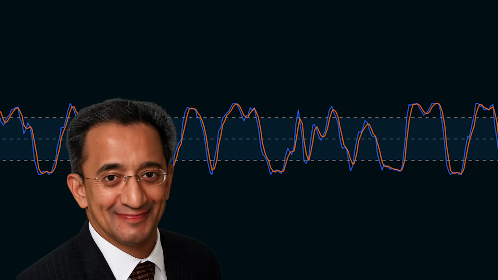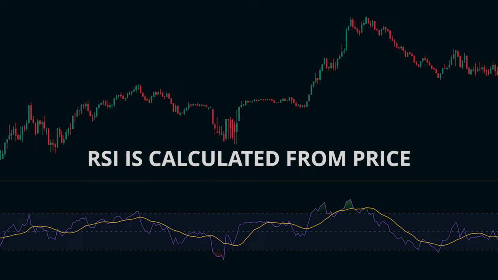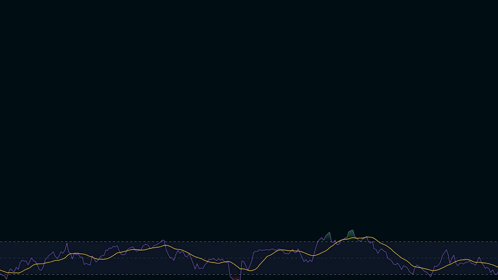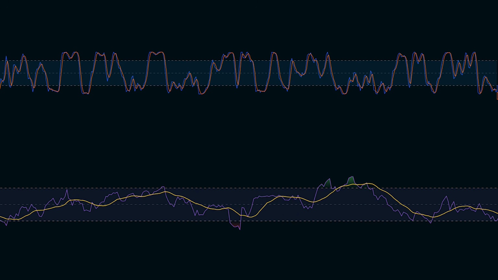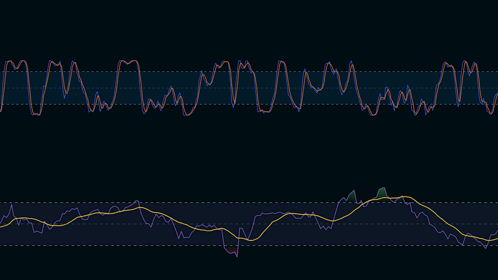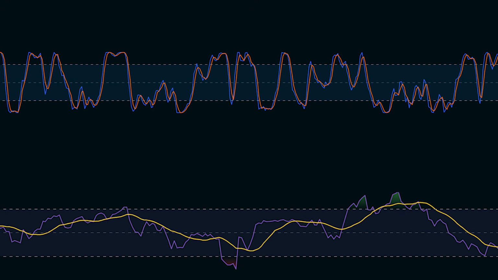Stochastic RSI was developed by Tushar Chande and Stanley Kroll in 1994 specifically to fix this problem. Here is the key distinction. Standard RSI is calculated from price. Stochastic RSI is calculated from RSI itself. In other words, instead of asking where is price relative to its recent range, Stochastic RSI asks where is RSI relative to its own recent range. This makes it significantly more sensitive to momentum changes, and it generates signals earlier as a result.